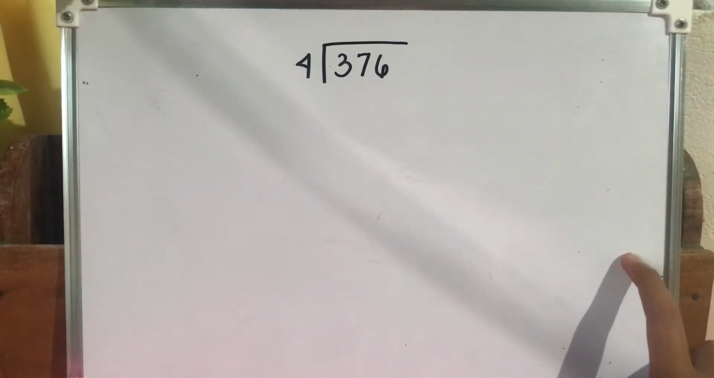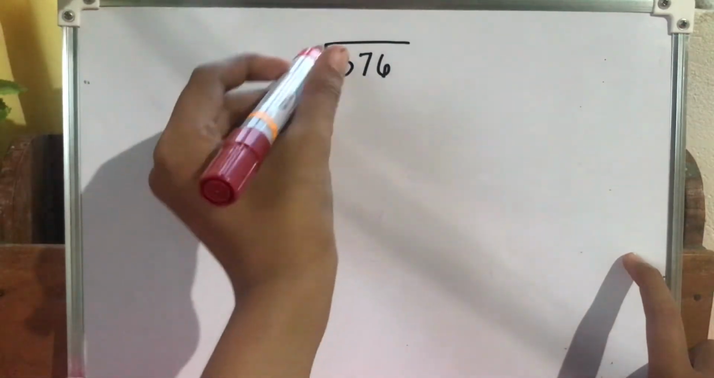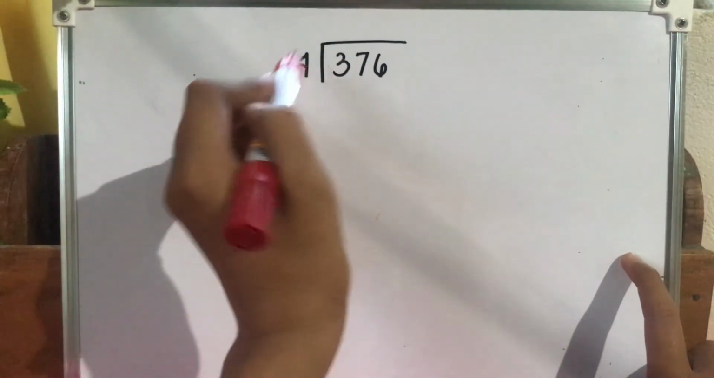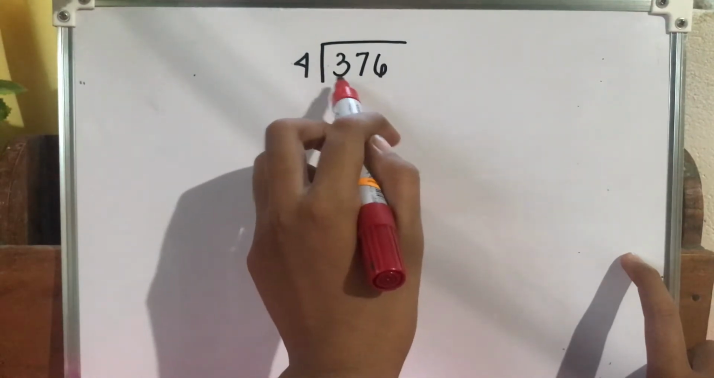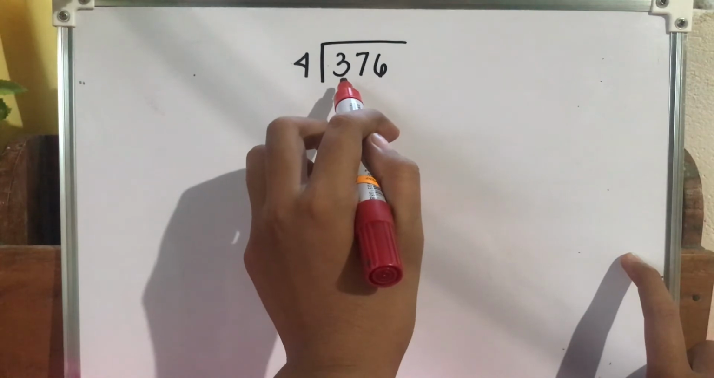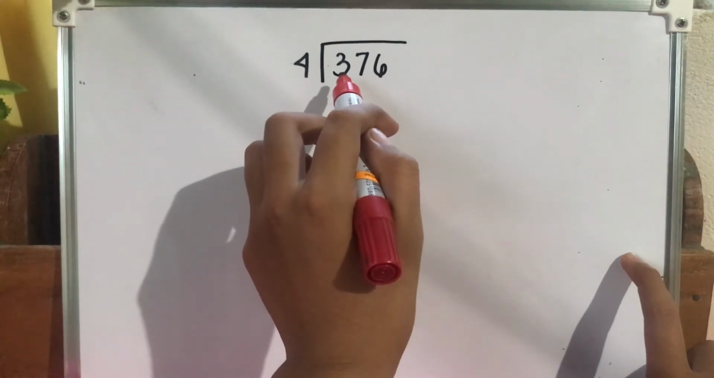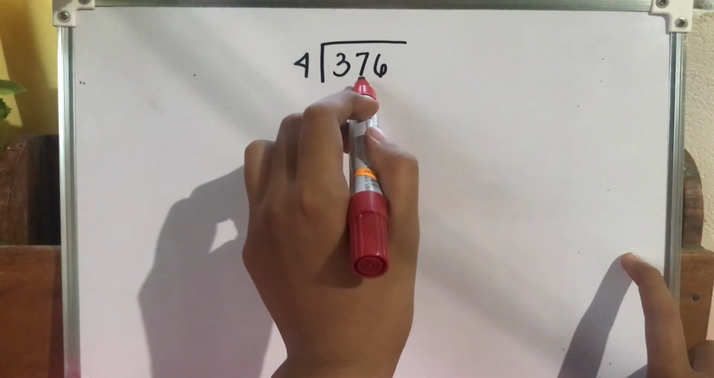We have here 376 divided by 4. So again, we will start with the dividend with the highest place value. So in this example, we have hundreds. So let's divide 3 by 4. So notice that once again, 3 is smaller than 4. So it is impossible to divide. Now let us add the next number beside it. So that's 7. So it will then become 37.